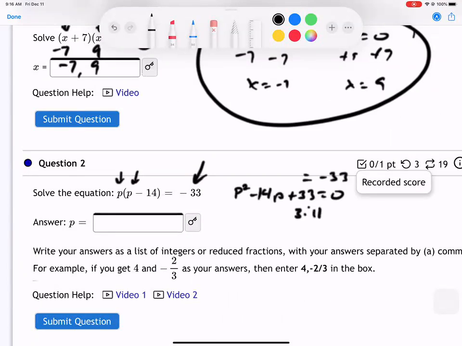Okay, so it's 3 times 11. And would you agree 3 times 11 is 33? Yes. But 3 plus 11 is also 14. Yeah. So it means this is factorable for us. We have to make sure we just set it up correctly. P times P is P squared. We said 3 and 11 are perfect numbers.